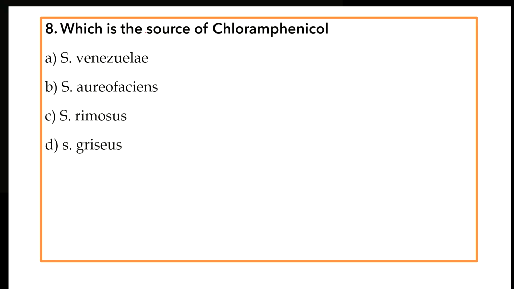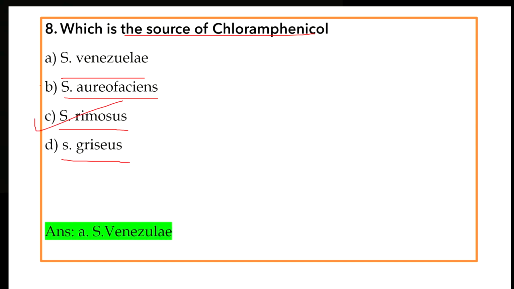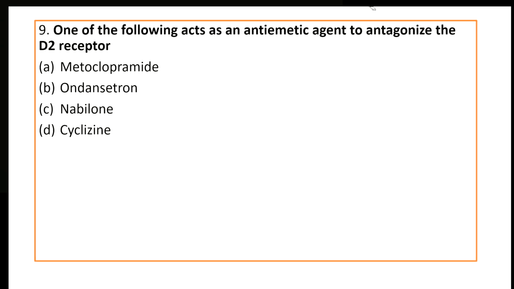Next is, which is the source of chloramphenicol? Streptomyces venezuelae, Streptomyces aureofaciens, Streptomyces rimosus, Streptomyces griseus. So answer A is correct, that is Streptomyces venezuelae. Answer A is the correct option for this question. Okay, so accordingly you have to do the sources for all remaining drugs as well.